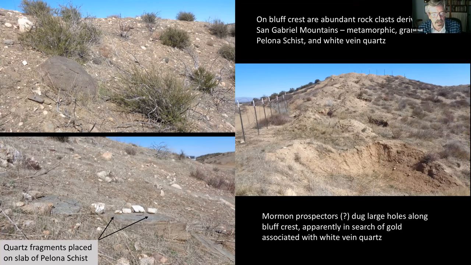So what I noticed up here, right on the crest, are large rock fragments of Pelona schist and vein quartz and granitic rock that were all derived from the San Gabriel Mountains and that are now 3 miles apart. And right at the crest of the Inface Bluffs are some diggings, and I infer that miners were looking, probably over 100 years ago, saw the quartz vein and thought that if they dug, they might find the source of that quartz vein. Whereas in fact, that quartz was derived from mountains 3 miles away when there was a mountain there, and it has since been moved toward the northwest.